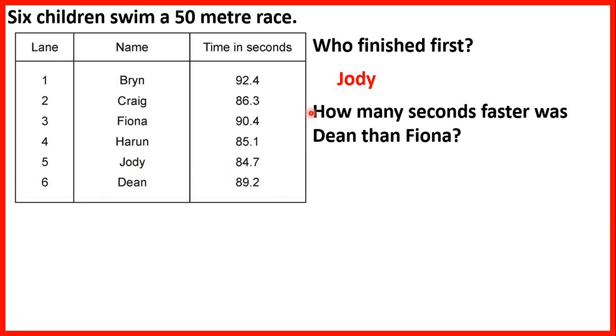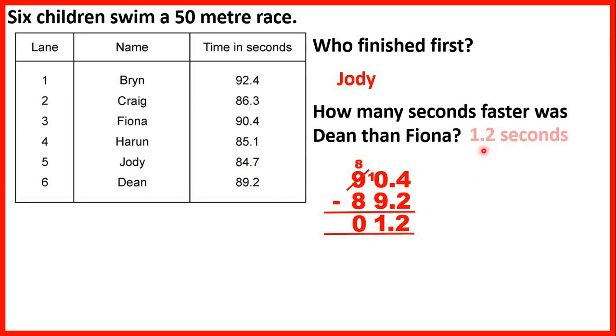Now, how many seconds faster was Dean than Fiona? So here, we're comparing 2 different times, and when we're comparing times, we need to use subtraction because we're finding the difference. So we can see that Dean completed the race in 89.2 seconds and Fiona in 90.4 seconds. So if we subtract, we can use column subtraction. We need to remember to line up our decimal point in our answer, and then when we use column method, we get 1.2. So Dean was 1.2 seconds faster than Fiona.